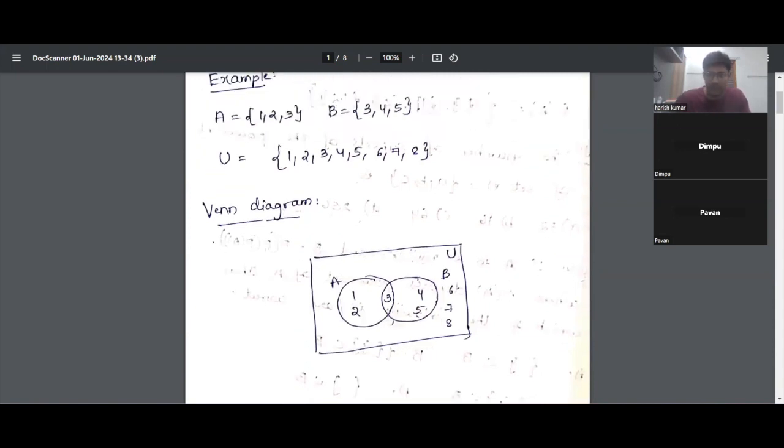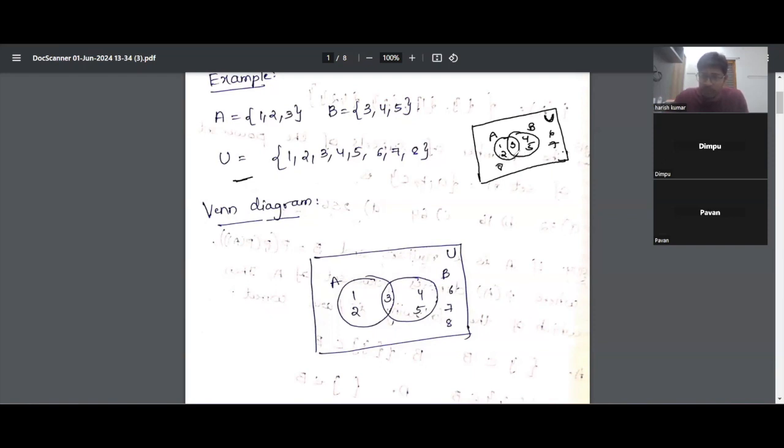This is set A and this is set B, and we have the universal set. So how do we represent it? The universal set is always represented using a rectangle. This is the universe that I'm considering, so in this all these elements will be there: 1, 2, 3, 4, 5, 6, 7, 8. Now I have set A, which contains 1, 2, and 3, and set B, which contains 3, 4, and 5. The remaining elements lie outside A and B, so 6, 7, and 8 are here.